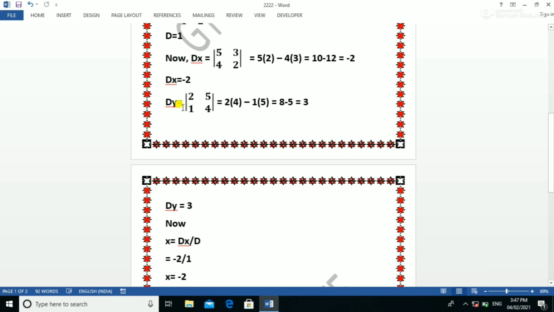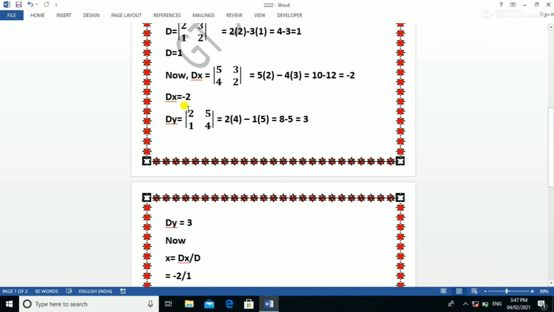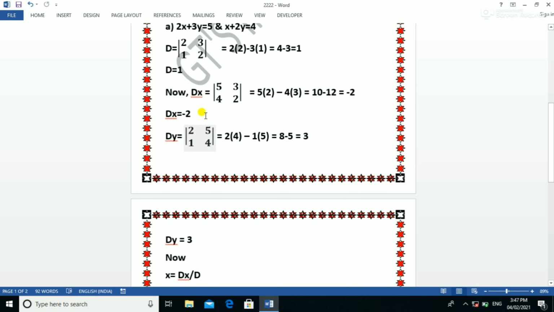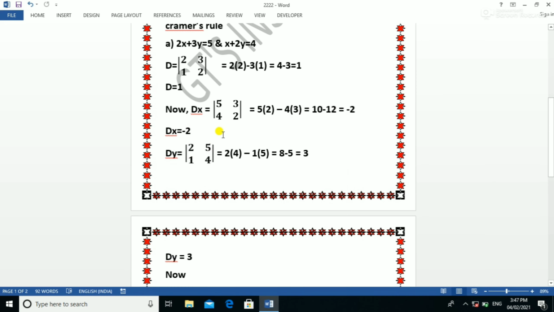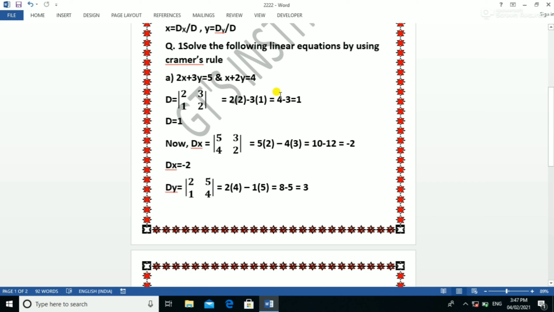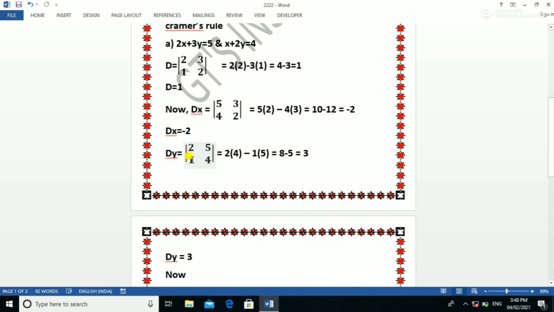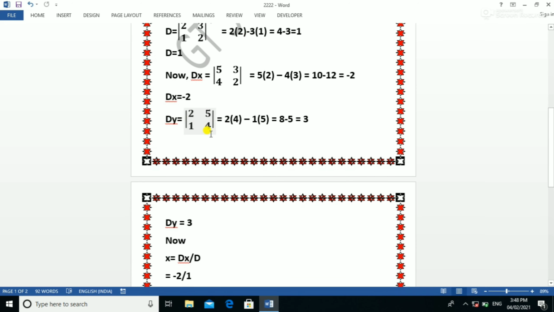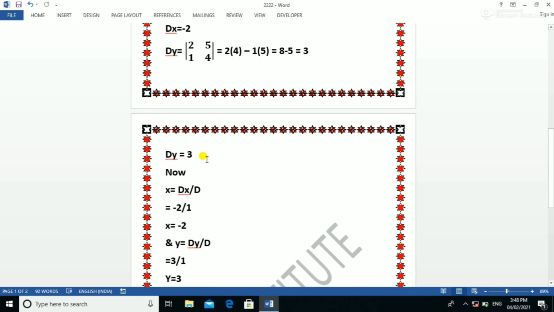Then similarly for Dy, we want to substitute the coefficients of y by the constants, 5 and 4. So the determinant is 2, 5, 1 and 4. We take this cross multiplication minus this cross multiplication, which is 2 into 4 minus 1 into 5, which is equal to 8 minus 5, which is equal to 3. So finally Dy is equal to 3.